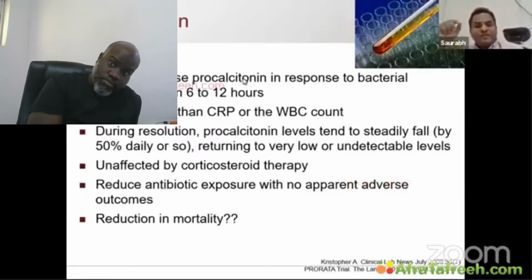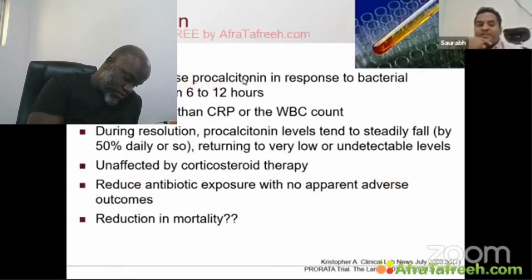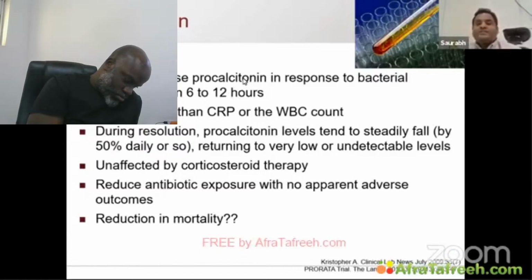So procalcitonin is a marker which is released by tissue in response to bacterial infection. So it's like a biomarker of bacterial infection. It is more specific than a raised WBC count or raised CRP. But as the infection starts clearing, procalcitonin levels tend to fall. So you can use procalcitonin level to de-escalate antibiotics.